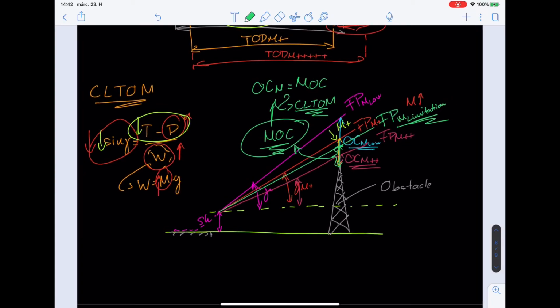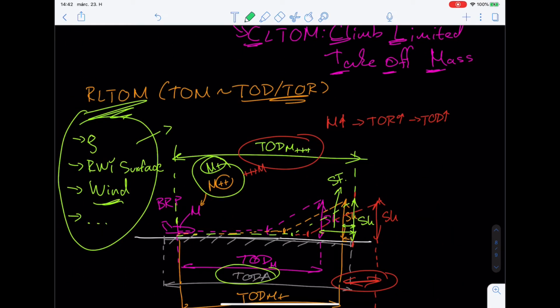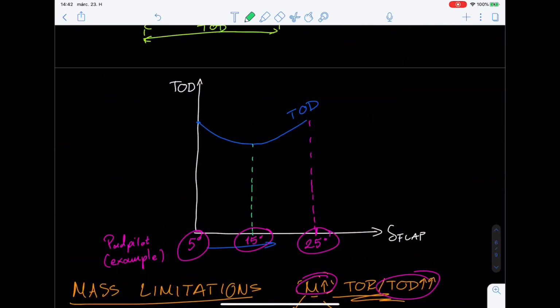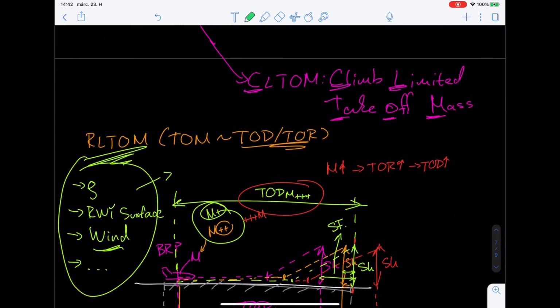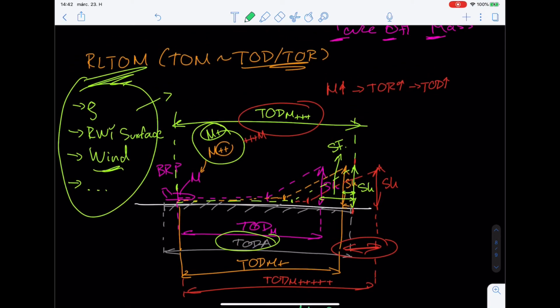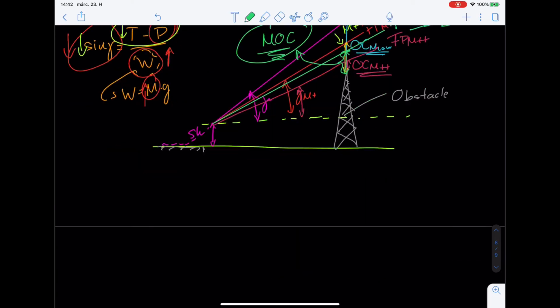Okay, so from the first portion, from this runway limited takeoff mass, we have already seen the takeoff distance. How does it change with the increment of flaps? And this is what we're going to talk about, because flap is going to affect both the runway limited and the climb limited takeoff mass.